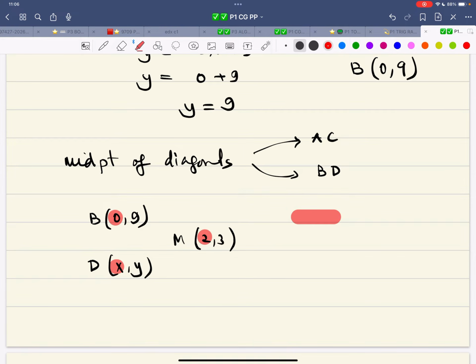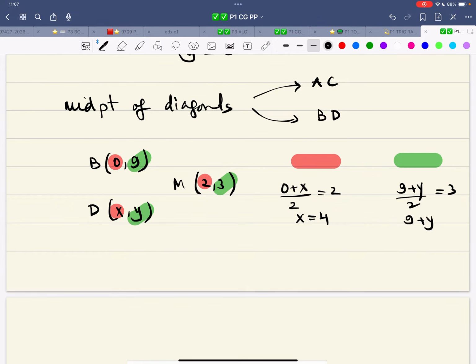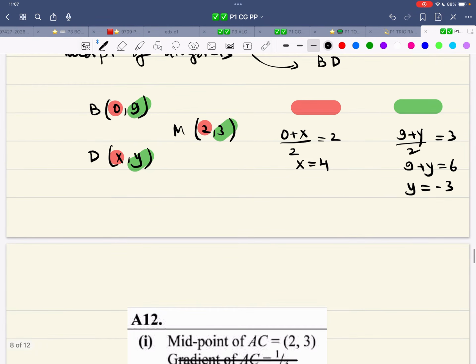That's for the red working. And then the green and the green and the green, that's for the green working. Let me choose a black color. So 0 plus x divided by 2 equals 2. Therefore, x comes out to be 4. And 9 plus y divided by 2 is 3. 9 plus y is equal to 6. y comes out to be negative 3. So therefore, this is 4, negative 3.